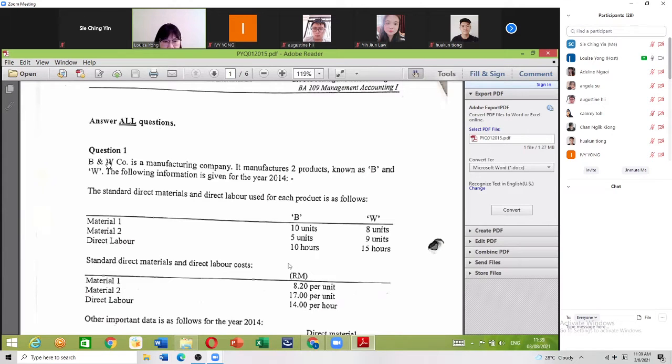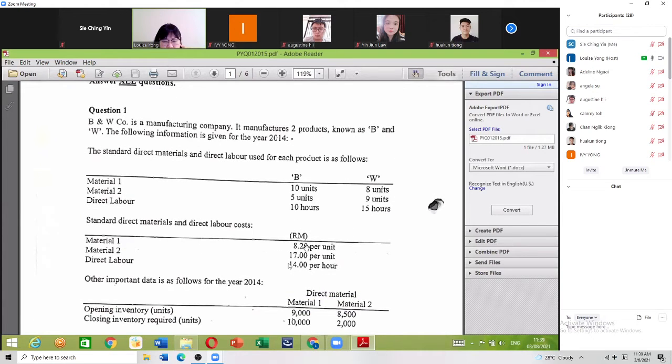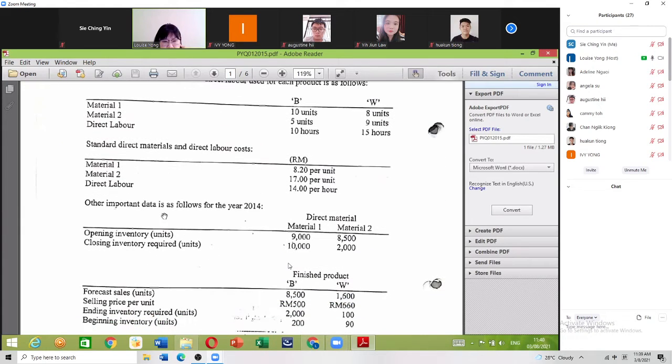Okay, so year 2015, question 1 is a budget question. B&W company is a manufacturing company that manufactures 2 products, known as B and W. The following information is given for year 2014: the standard material and labor usage for each product. B uses 10 units of material 1, 5 units of material 2, and 10 direct labor hours. This is for W. This is your material price and your labor rate. Then the important thing here is your opening and closing inventory.